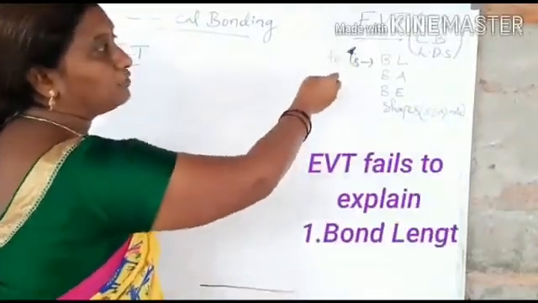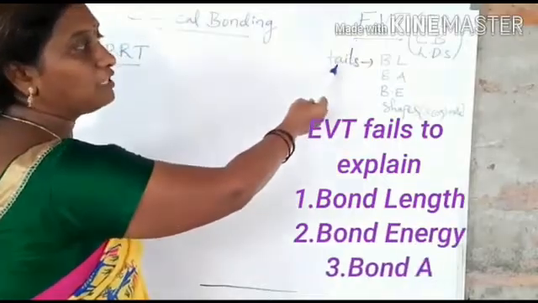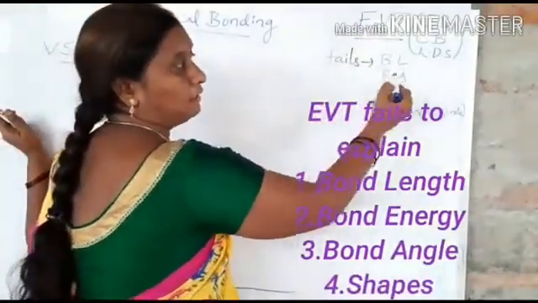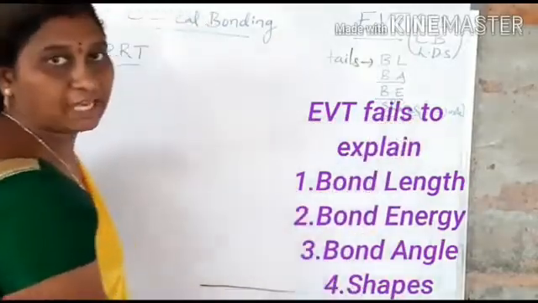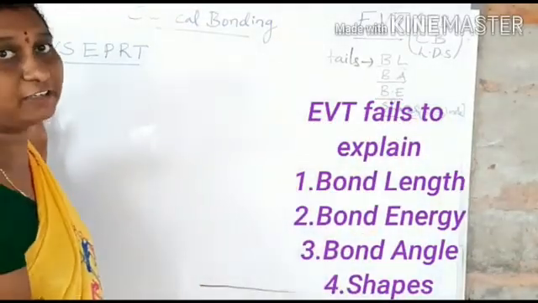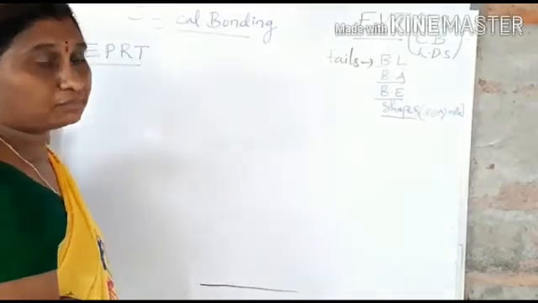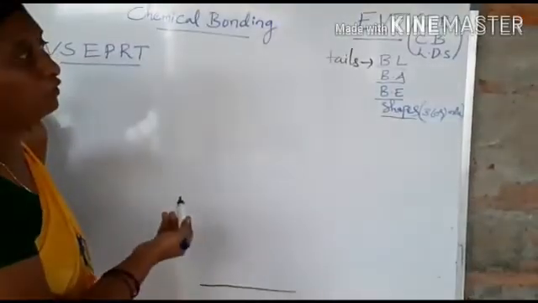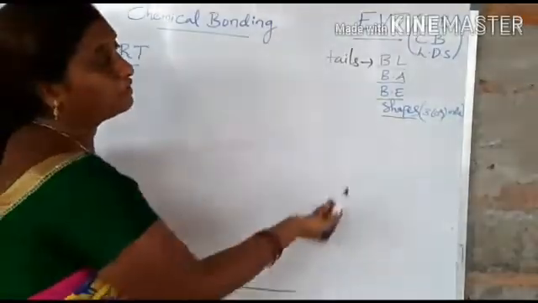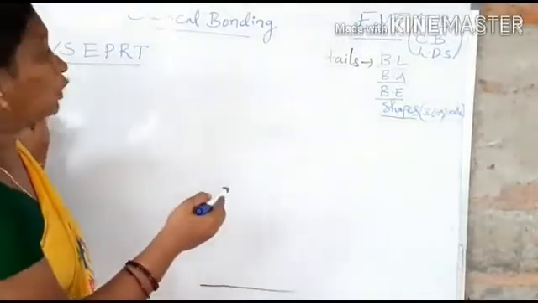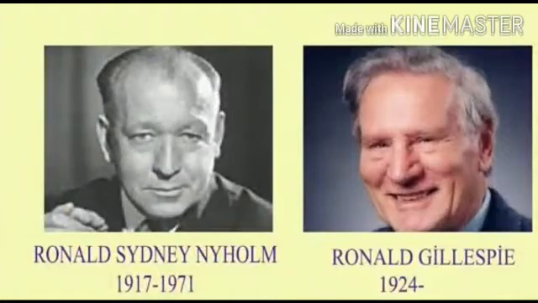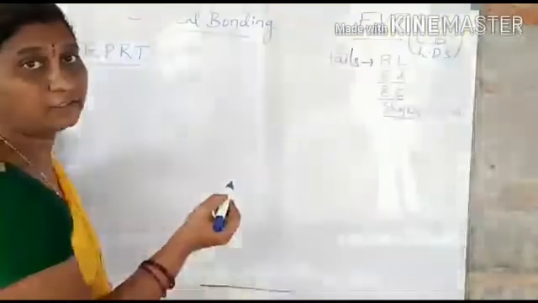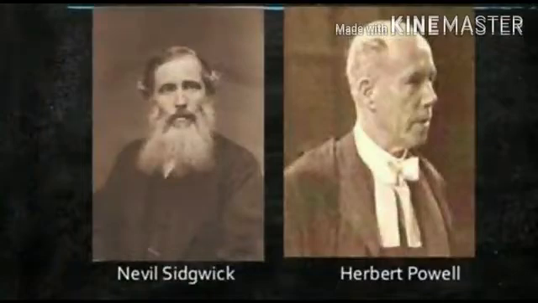But this electronic theory of valence, which is given by Lewis and Kossel, fails to explain bond length, bond angle, bond energy and shapes of the molecules which have 3 or more atoms with one central atom. So in order to overcome these demerits, we'll go for one more theory called valence shell electron pair repulsion theory, which is given by Nyholm and Gillespie and which is improved by Sidgwick and Powell.